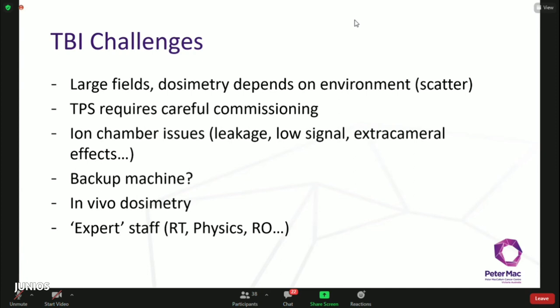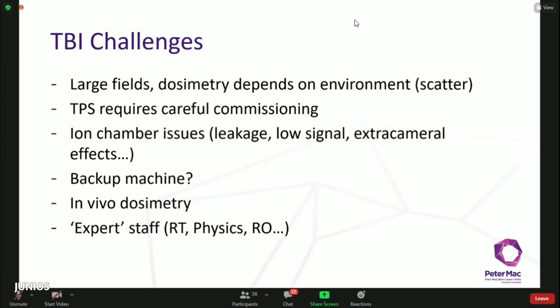If this linac that you've commissioned for TBI goes down, you need a backup plan because the patient cannot simply miss their evening fraction, for example. In vivo dosimetry is a very common feature in TBI. A lot of centres are doing it, even if there's no consensus as to how best to do this.